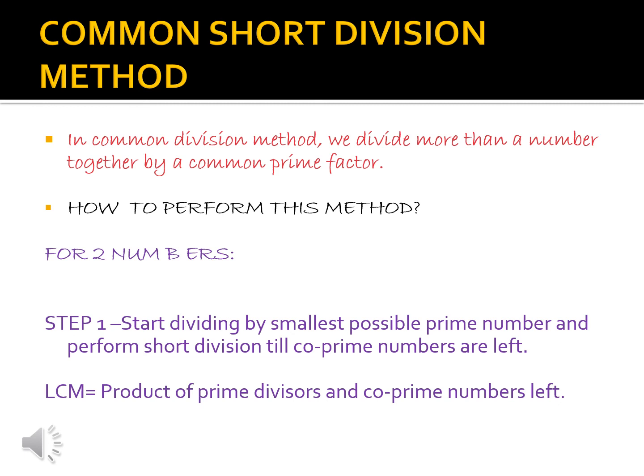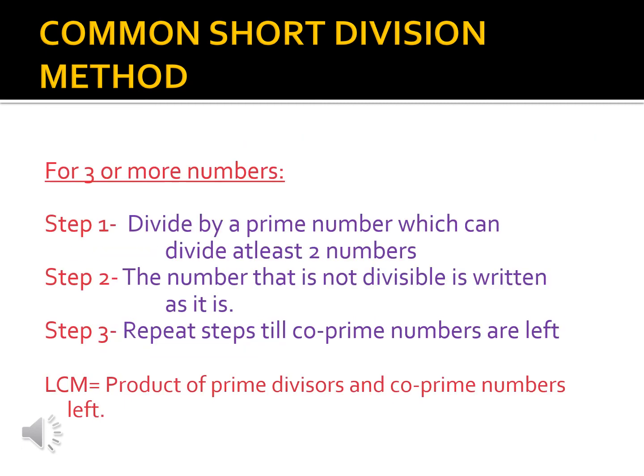So let us see now how to perform it for three numbers. For three or more numbers, follow the steps that are in front of you. Step 1: divide by a prime number which can divide at least two numbers. Step 2: the number that is not divisible will be written as it is. We repeat these steps till co-prime numbers are left, and the LCM is found in the same way, as the product of the prime divisors and the co-prime numbers left. Now, let us quickly see the examples to make the concept more clear.